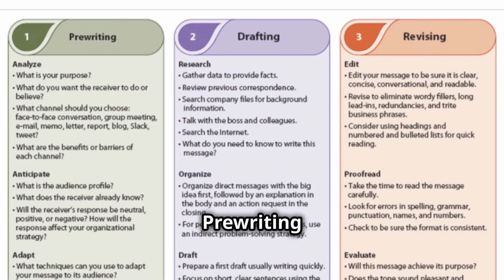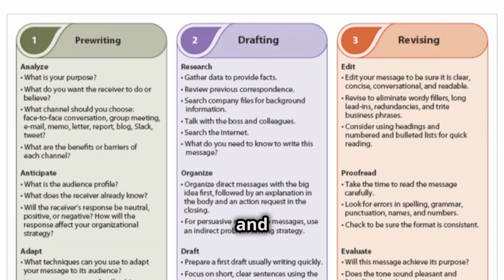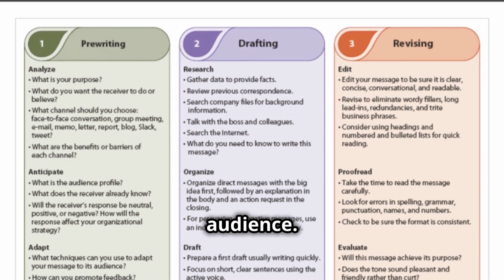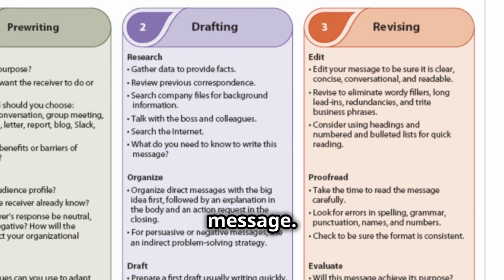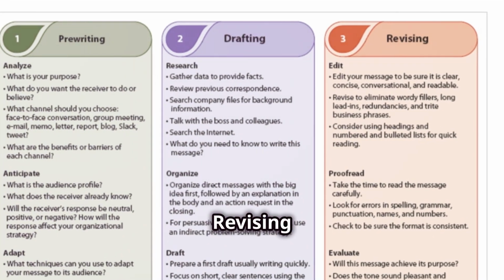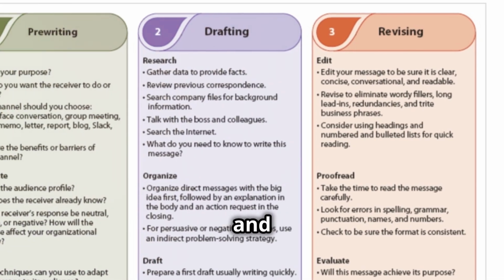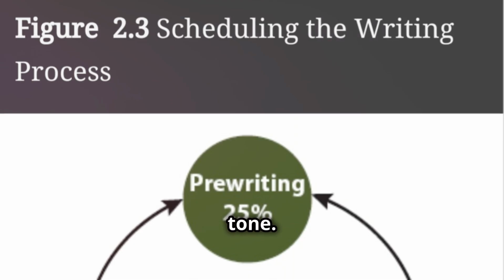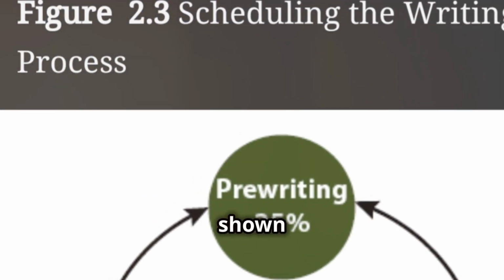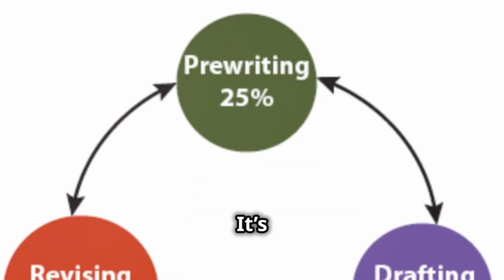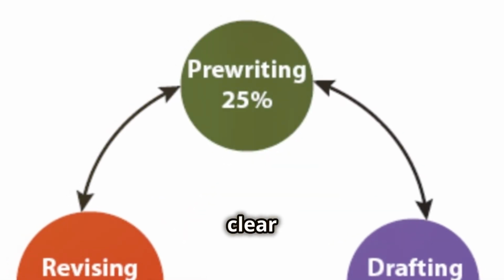1. Pre-writing. Analyze, anticipate, and adapt your message to the audience. 2. Drafting. Research, organize, and draft the message. 3. Revising. Proofread, evaluate, and polish it for clarity and tone. You'll spend most of your time revising, nearly 50% as shown in Figure 2.3. It's all about making sure your message is clear and professional.